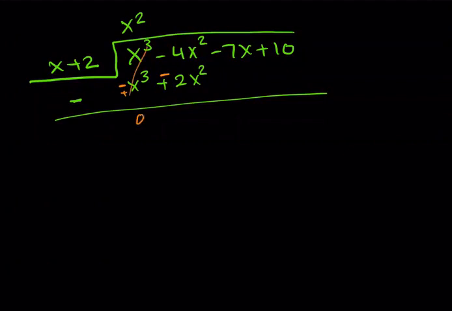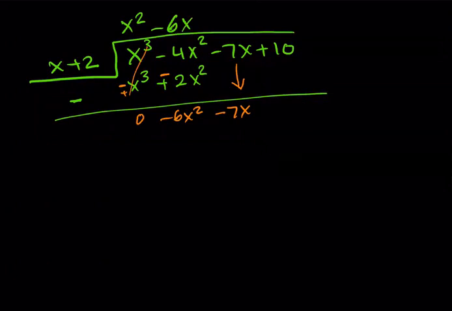So this is going to become 0. And then minus 4x squared minus 2x squared is minus 6x squared. And then we'll put the minus 7 down, so minus 7x. The leading term now is minus 6x squared. So minus 6x squared divided by x plus 2. Minus 6x squared divided by x is minus 6x. So it's minus 6x, and then you multiply.